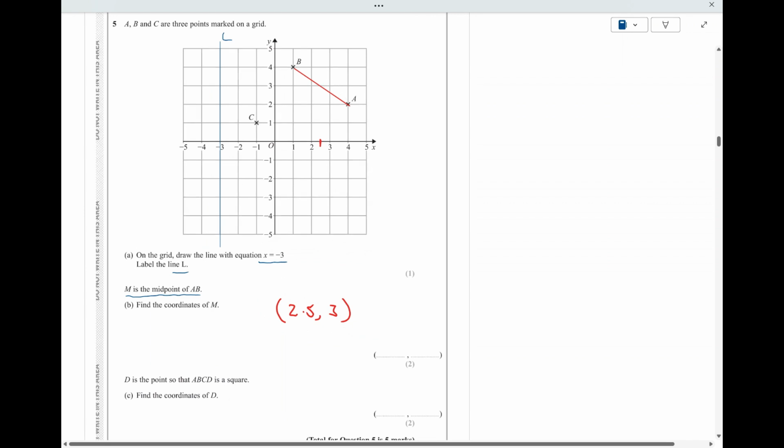D is a point so that A, B, C, D is a square. Find the coordinates. Well, it's going to be 2 there, 3 there. So I'm thinking it's going to be 2 there, 3 there. That's definitely one way to do it. So I get that point there. Let's just check that that's going to give me a square. And indeed, it does. So that's my point D, and so the coordinates of that are 2, -1.